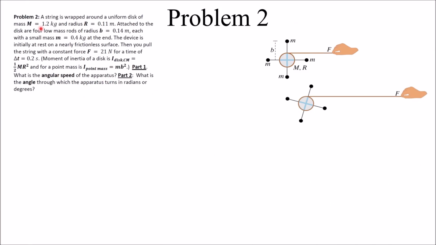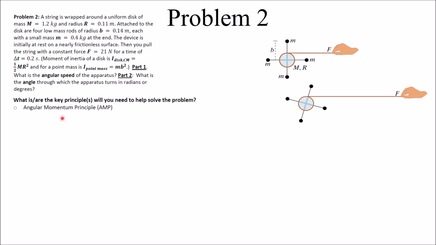We'll look at problem two here. This one is a string wrapped around a uniform disk, and we have the mass and the radius given to us. We also have four masses attached as point particles, a distance b away. The moment of inertia of those point masses is mb squared, and 1/2 mr squared for the disk. Part one asks what the angular speed of the apparatus is, and part two asks what angle the apparatus turns through, in radians or degrees.